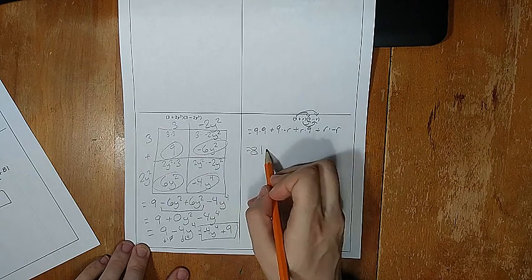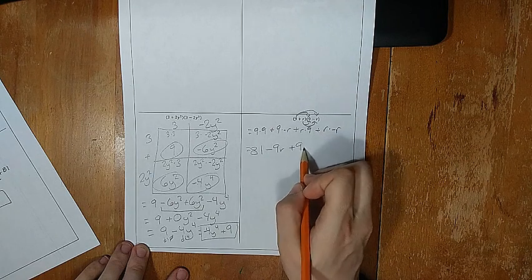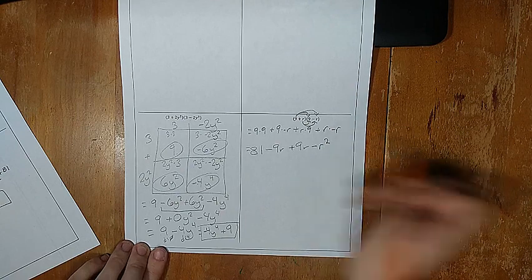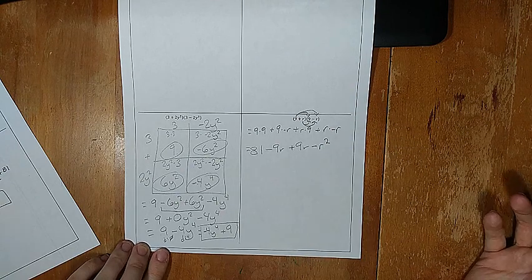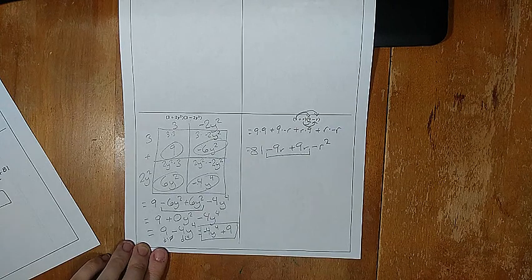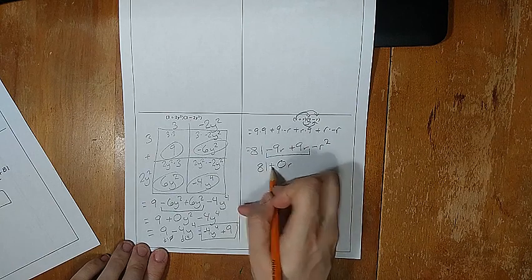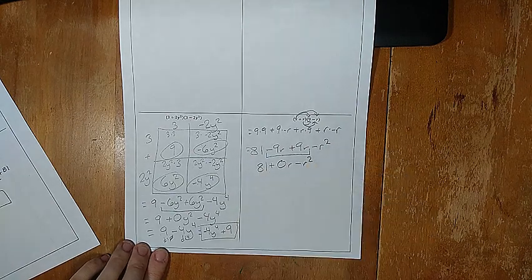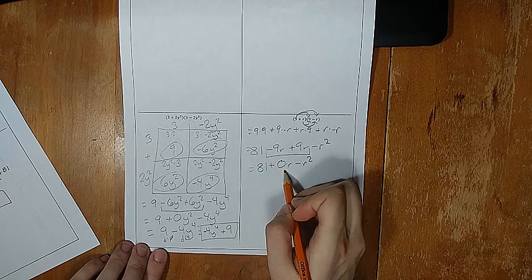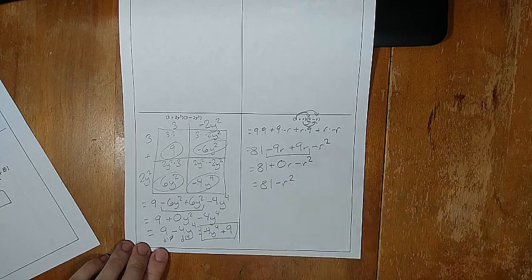9 times negative r is a negative 9r. R times 9 is a positive 9r. And then r times negative r is a negative r squared. Are there any like terms we can combine? Absolutely. We've got a negative 9r plus 9r, which is 0r. So we have 81 plus 0r minus r squared. Wait a second. If it's a 0r, do I even need to write this? No. So really this is 81 minus r squared.